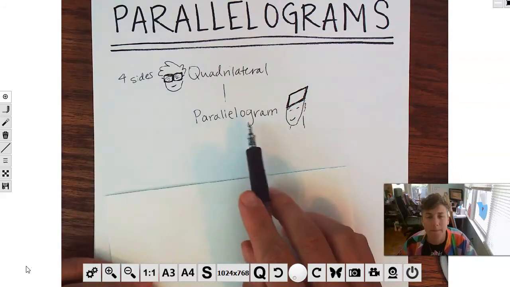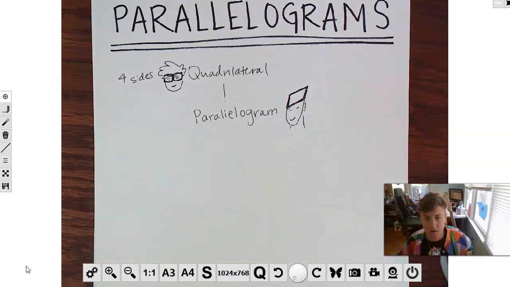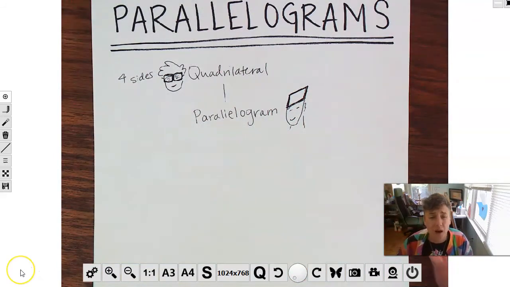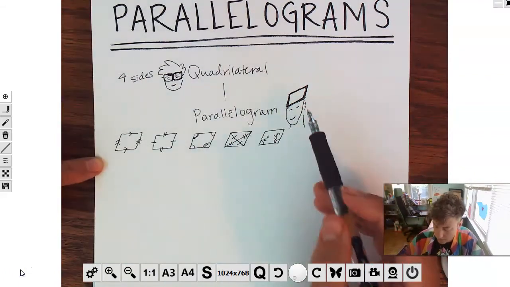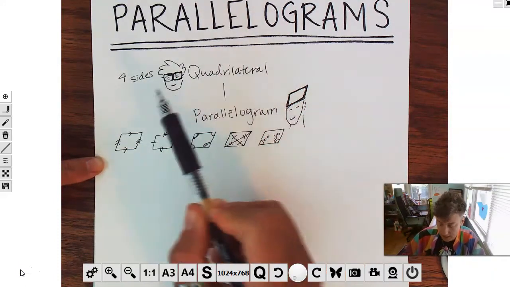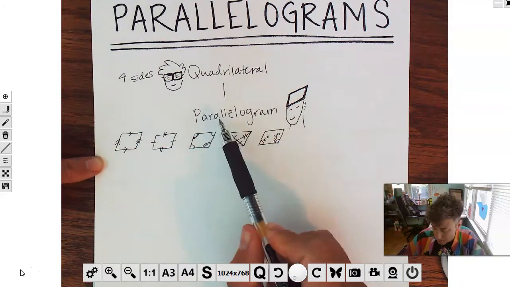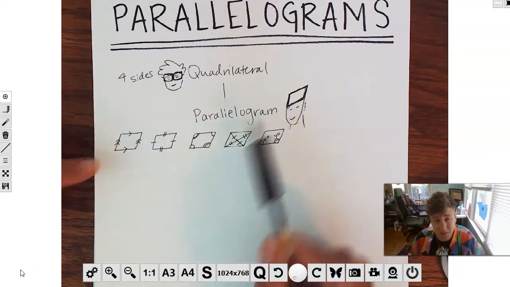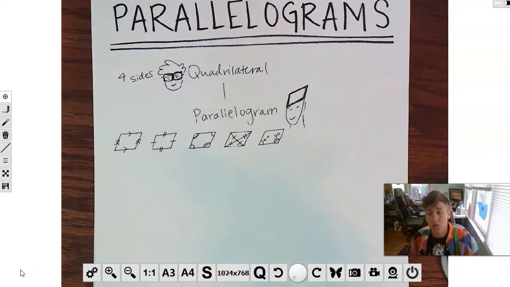And we got parallelogram Paul. Now there's a lot of really cool things about parallelogram Paul. Because he's a quadrilateral, he has 4 sides. But because he's a parallelogram, he's got some additional things, just like kids have more features than just what they got from their parents.